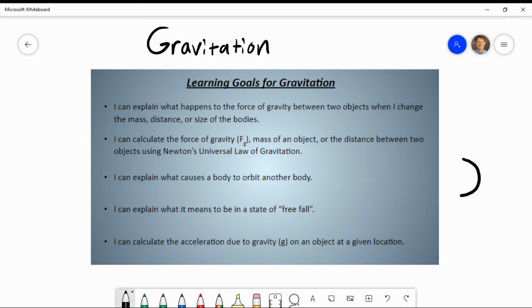Watch this. Say I got a planet here. I'm doing bullet point 3. I can explain what causes a body to orbit another. Got a planet, big planet, right? Now let's say I got a little satellite here. Well, if the satellite was just sitting there, it would just fall, right? Because gravity is pointed down. The force due to gravity, which would be the centripetal force of this planet if it's actually orbiting, is straight down, right?